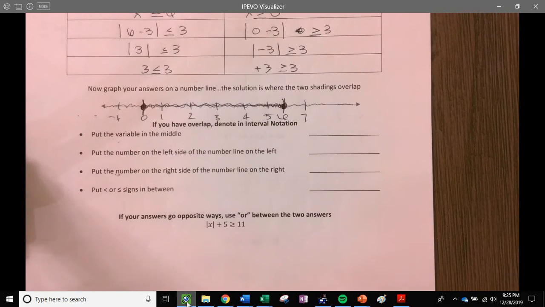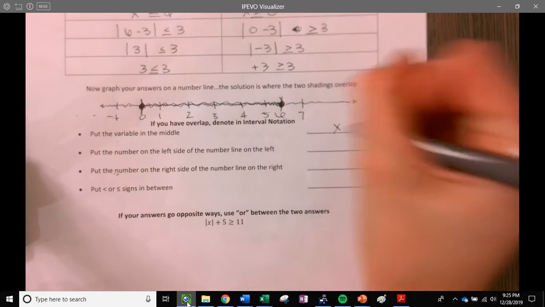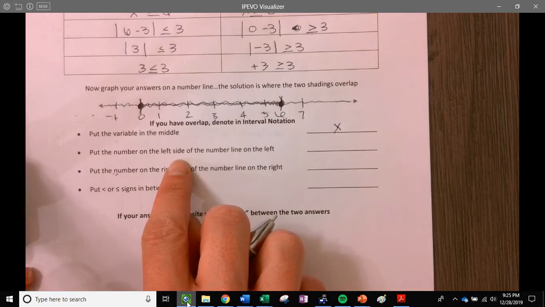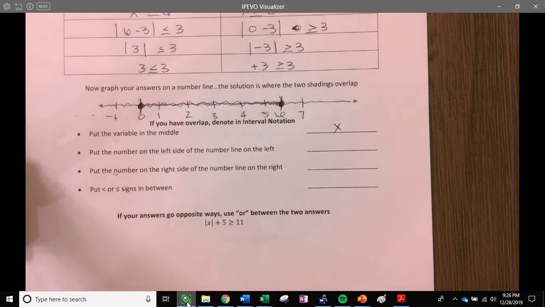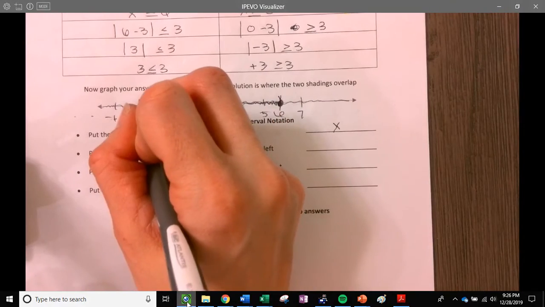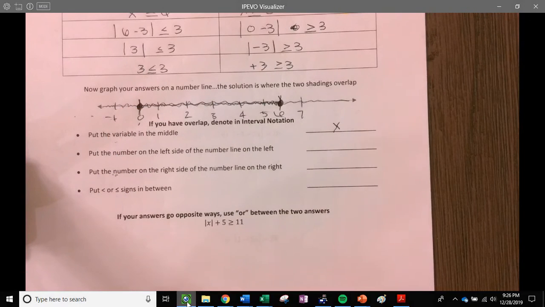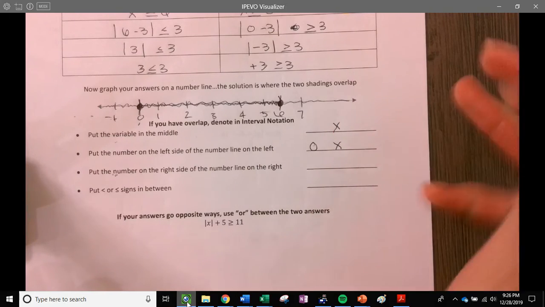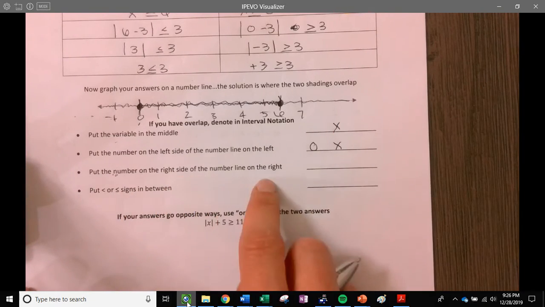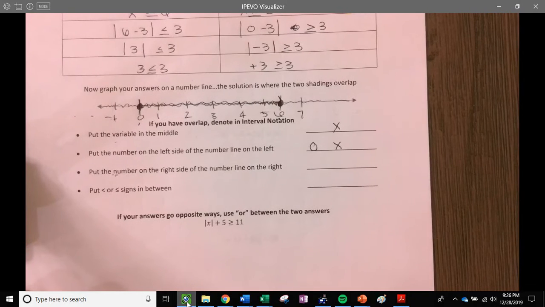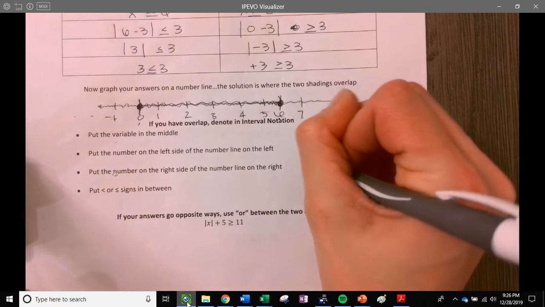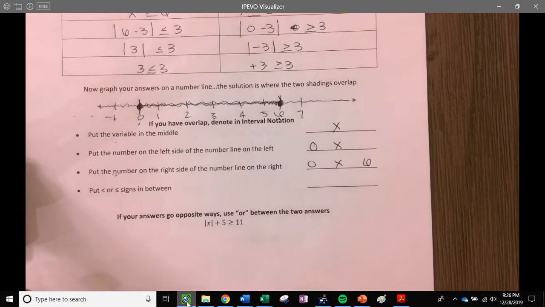You're going to put your variable in the middle. Well, that's easy. Our variable is x. Okay? The number on the left side of the number line goes on the left, and that means the solution on the left. So in this case, 0 is our left-handmost solution. So that would go here. We have our x in the middle. The number on the right side, meaning the solution on the right-hand side, the rightmost or the biggest solution number, goes on the right. 0 on the left, x in the middle, 6 on the right.